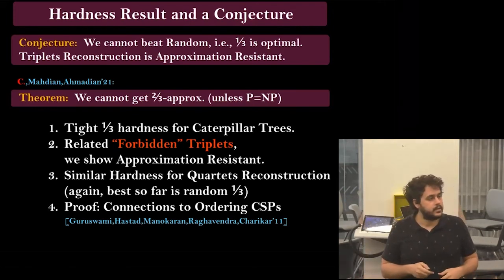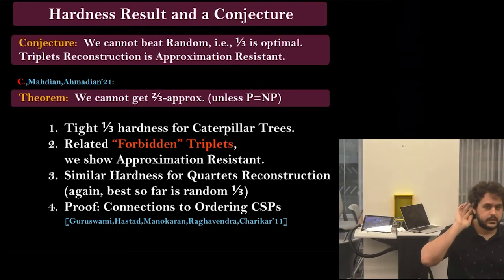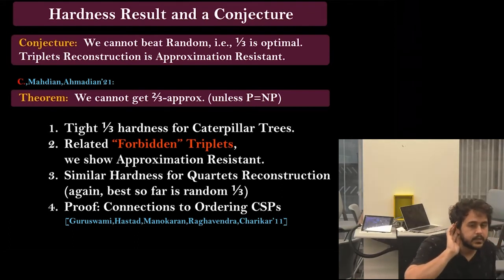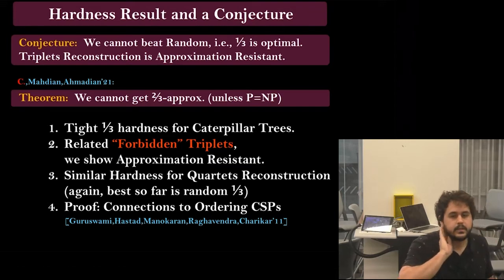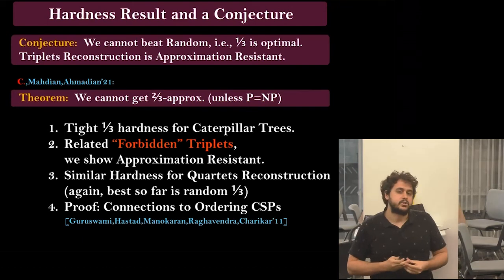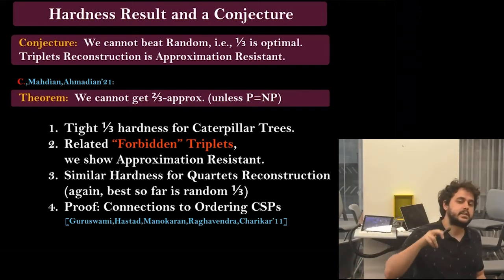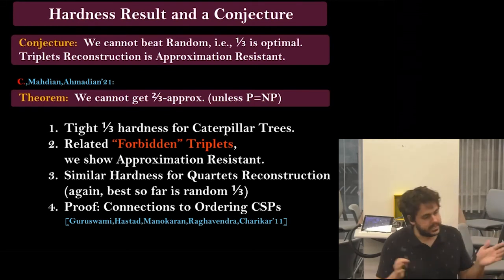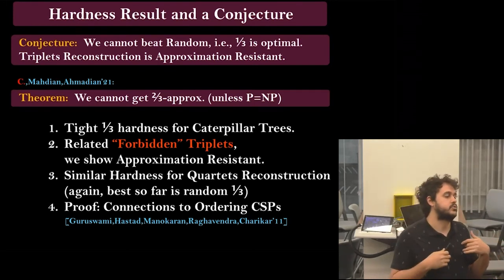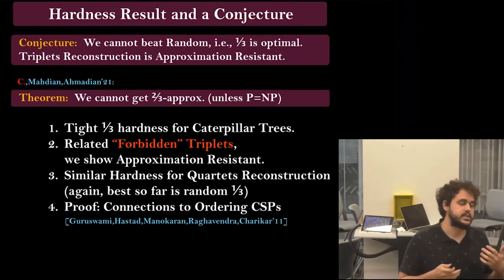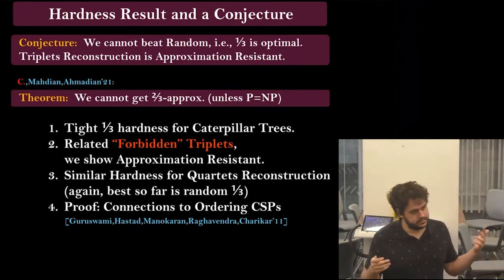Why does the tight 1/3 hardness for caterpillar trees not mean that it's just 1/3? What does that mean? So here you say that there's tight 1/3 hardness for caterpillar trees. So why does that not mean that, don't you just need to find one bad example? The caterpillar trees just mean that I also restrict the optimal, I look only at caterpillar trees. Oh. So if you're constrained to output a caterpillar tree, then we know it's tight, but in general, you can output a balanced tree.